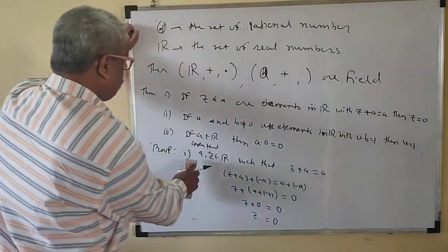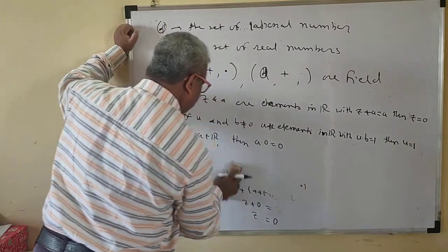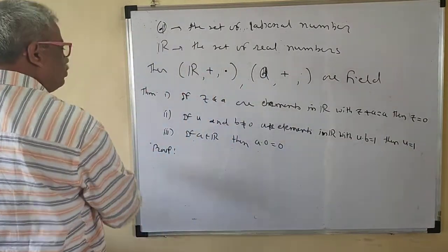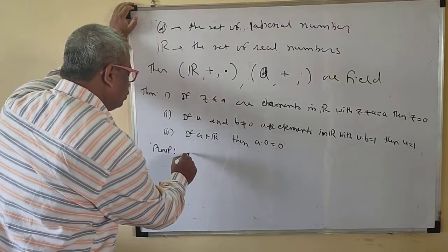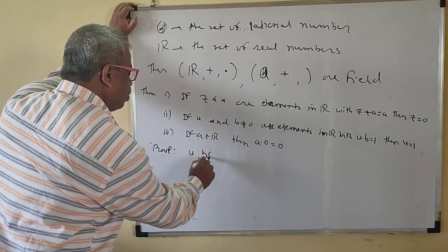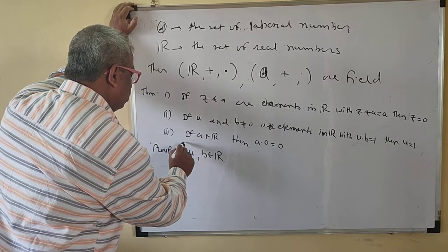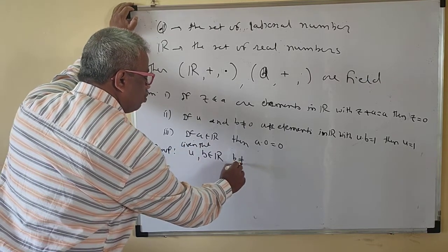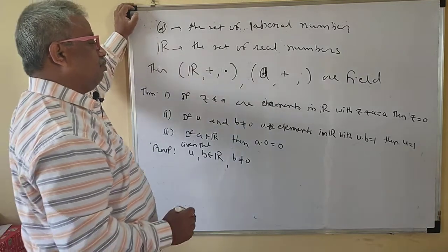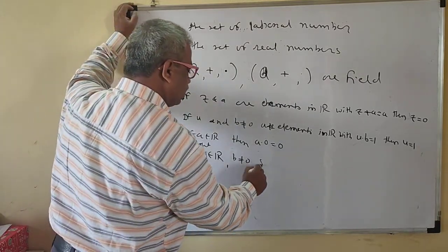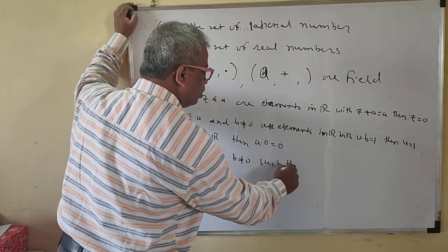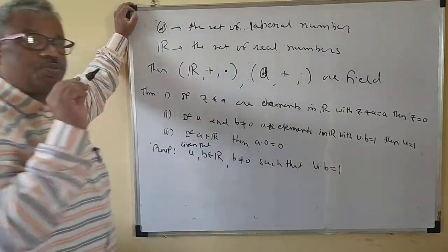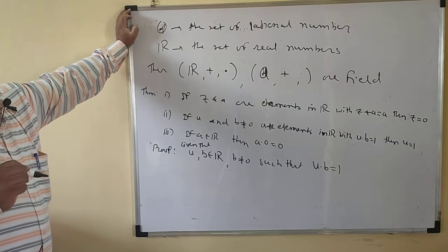Now we'll do the proof of the second one. What is the second one? Given that u, b belong to R, b is not equal to 0, such that u into b is equal to 1. What you have to prove is that u is equal to 1.